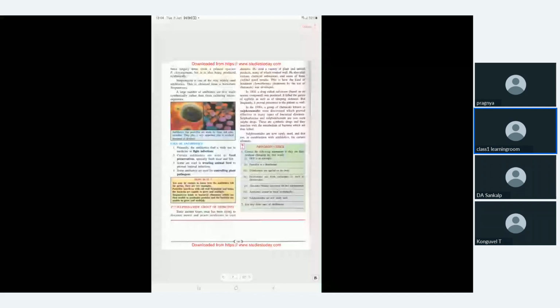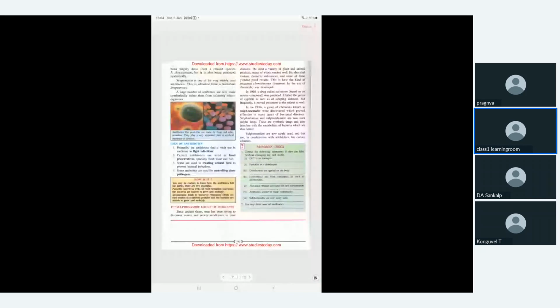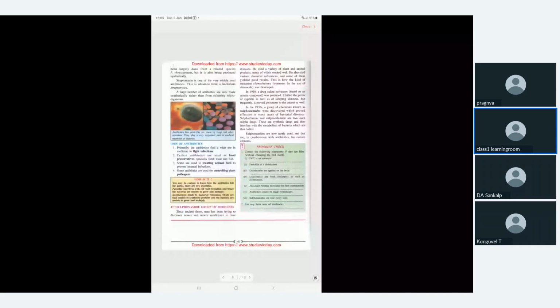In the 1930s, these sulfonamides were discovered. Look at the types of sulfonamides: sulfadiazine and sulfanilamide. They are the two sulfur drugs. They are rarely used alone, but in combination with antibiotics, they are fully effective. Fine. So that's about this particular chapter.